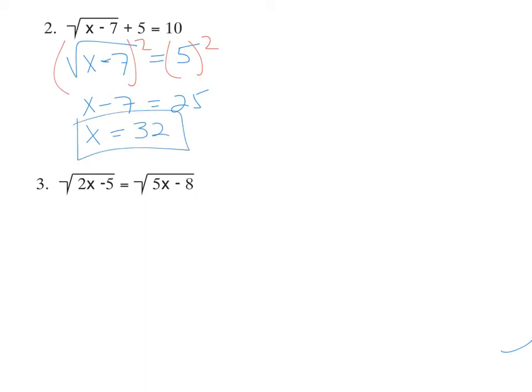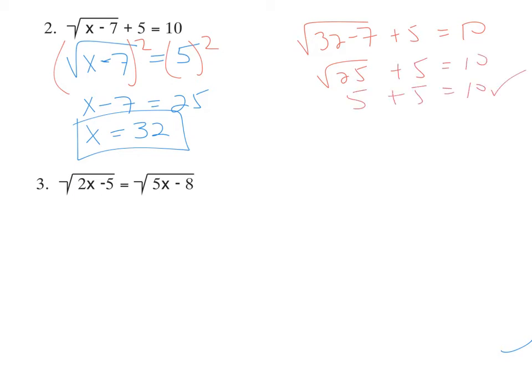Now, let's make sure we check this. So the square root of 32 minus 7 plus 5 has to equal 10. This is the square root of 25 plus 5 equals 10. So 5 plus 5 equals 10. And that definitely works. So I'm good on my solution of x equals 32.